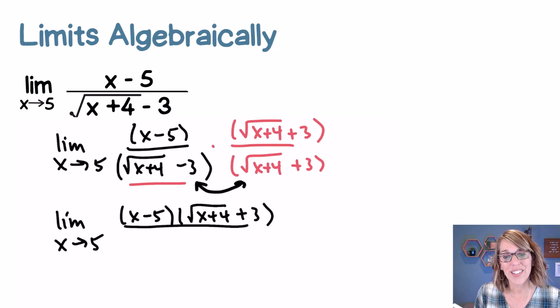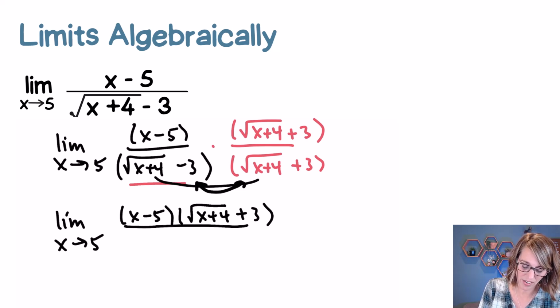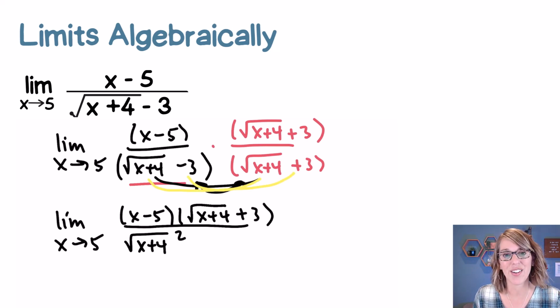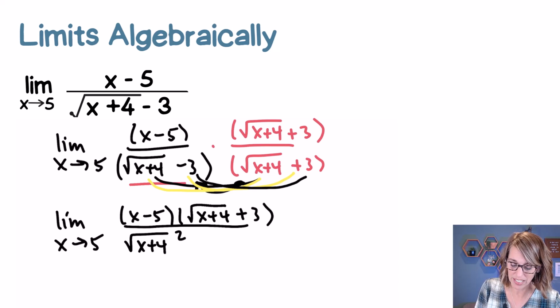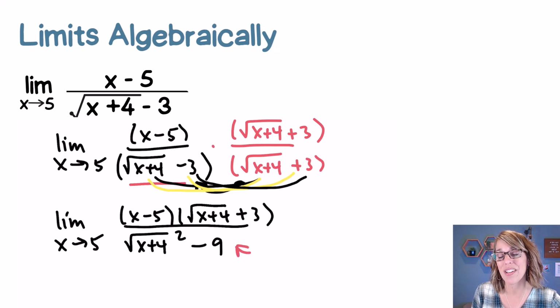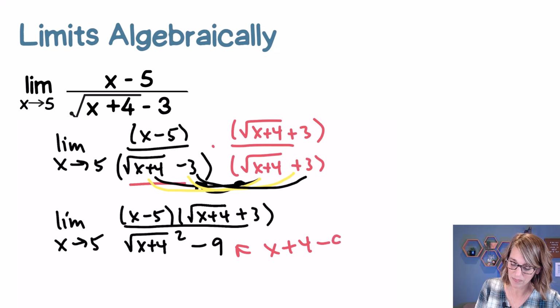Let's FOIL through that denominator. As I FOIL through the denominator, I'm going to multiply my two radicals together, so that's going to be the square root of x plus 4 squared. As I multiply the inner and outer terms together, they end up canceling each other out. So I can multiply those last two terms together: negative 3 times 3 is going to be minus 9. Now, continuing to simplify that denominator, it becomes x plus 4 because the square and the square root cancel each other out. I get x plus 4 minus 9, which I can rewrite as x minus 5.